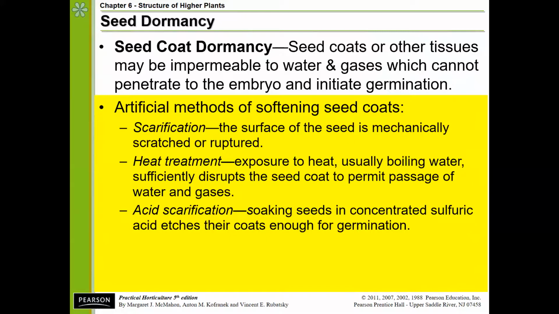So we use scarification as a way to do that in some cases. That's where we are physically or chemically altering the seed coat. So heat treatment and using acid are both methods of scarification.